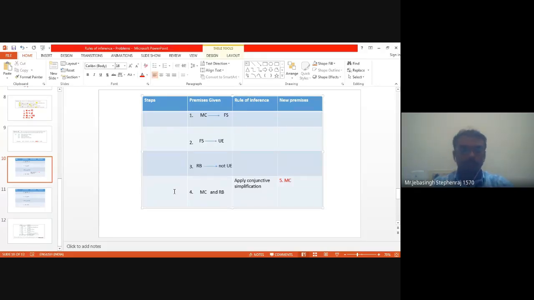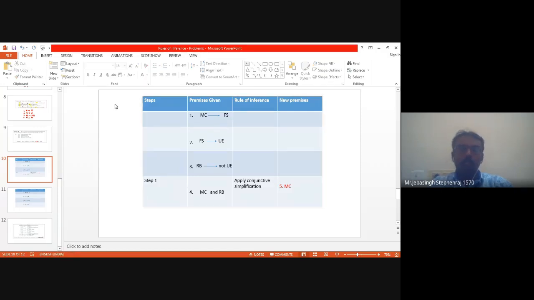This is my step one of the process of applying the rules. The previous steps are all given. So I am finding a new premise from the fourth premise, which I am calling the fifth premise, and the fifth premise is MC. Now I can apply 1 and 5. From 1 and 5, I can apply modus ponens.